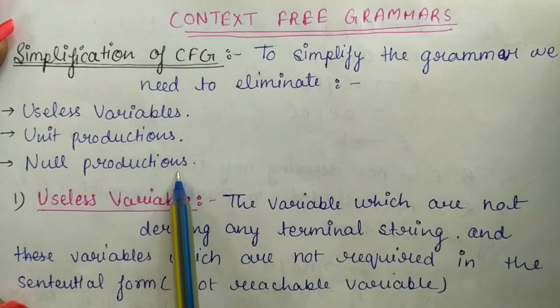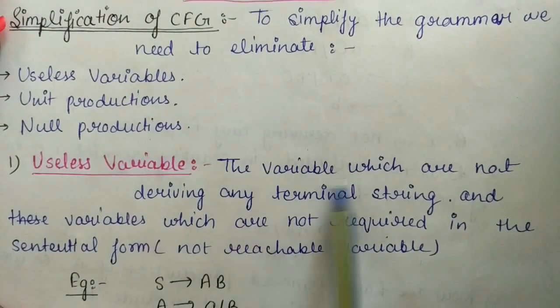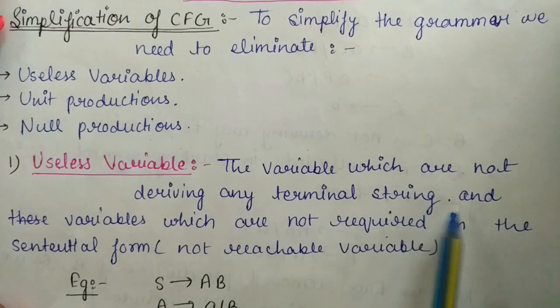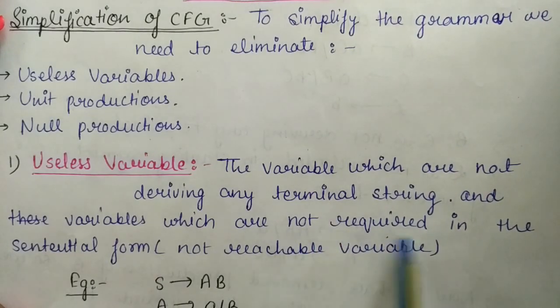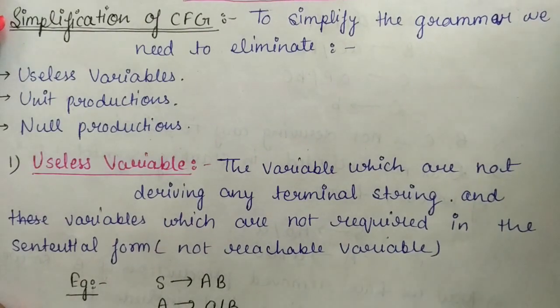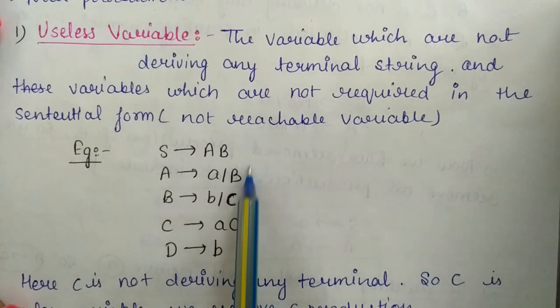Now coming to the first, useless variable. What are the useless variables? The variables which are not deriving any terminal string and the variables which are not required in the sentential form, meaning not reachable variables. Now you will understand this by example.